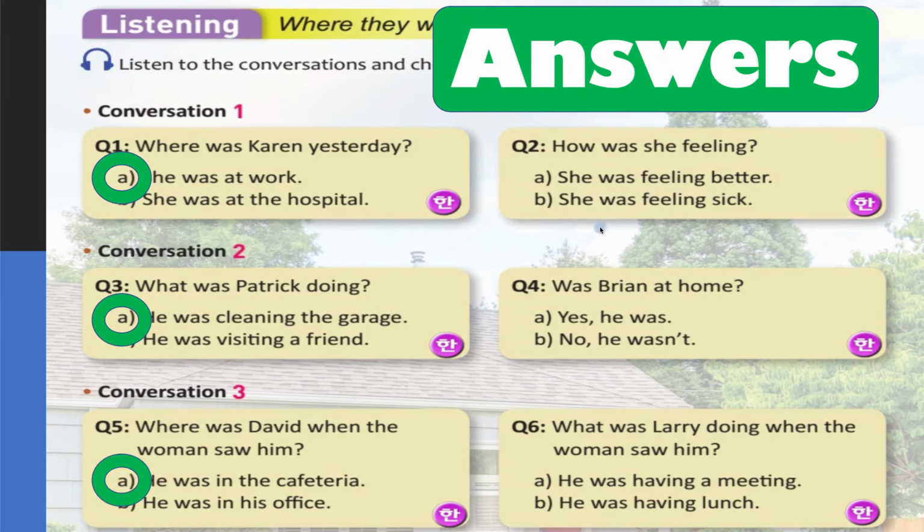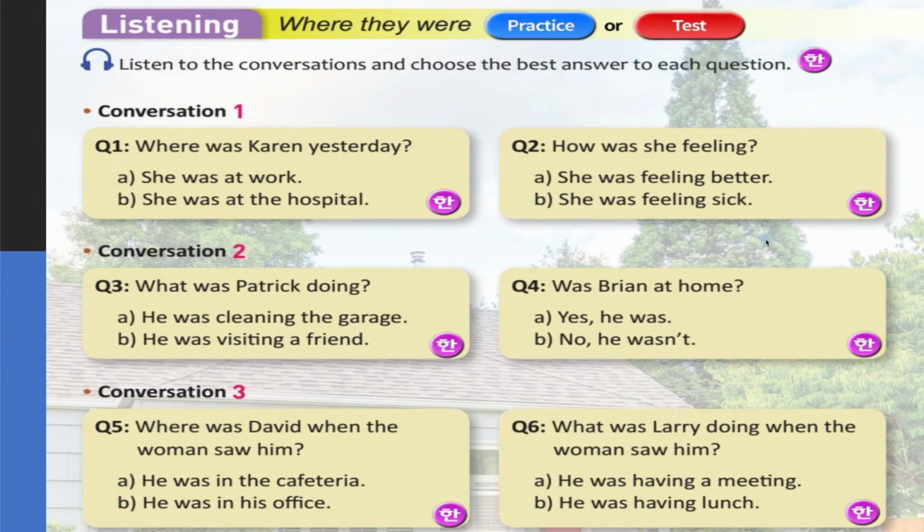So let's just check your memory for conversation 1. How was Karen feeling? She was feeling a bit sick. And was Brian at home? No, he wasn't. He was with his friends. And what was Larry doing when the woman saw him? He was having lunch. There are your answers. Hope you enjoyed our little listening bit.